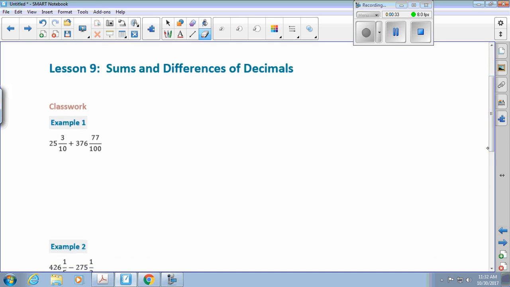Yes, we're not starting with Lesson 1. New York State kind of does things in its own interesting way, we'll say. So we decided to rearrange some stuff in Module 2. So we're starting with Lesson 9, Sums and Differences of Decimals.